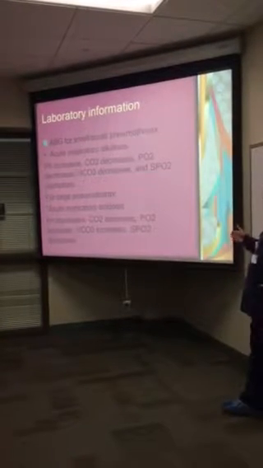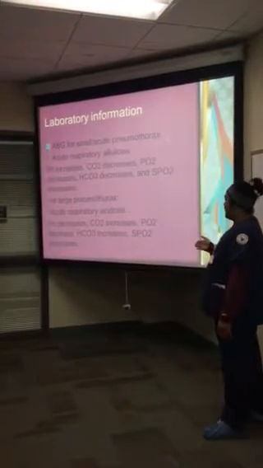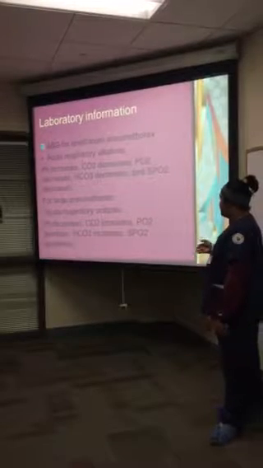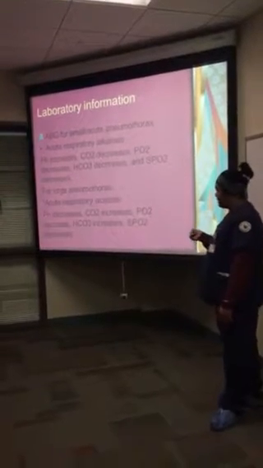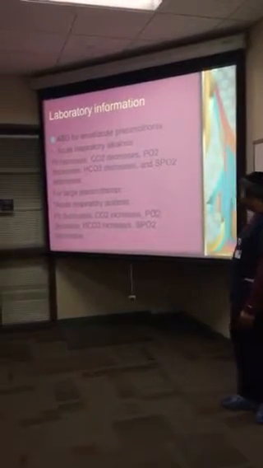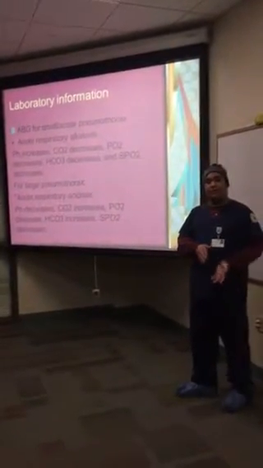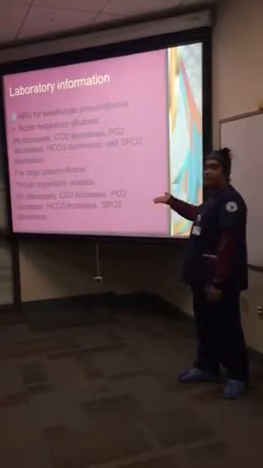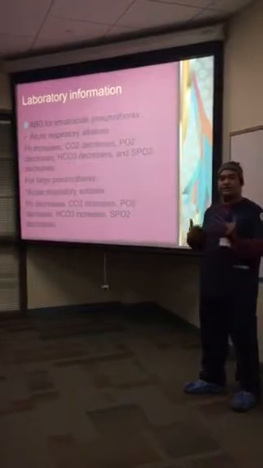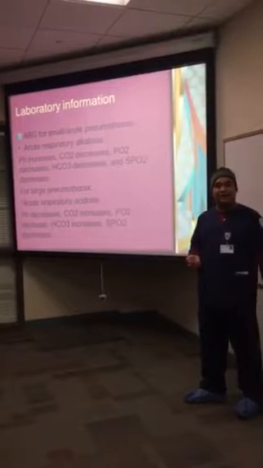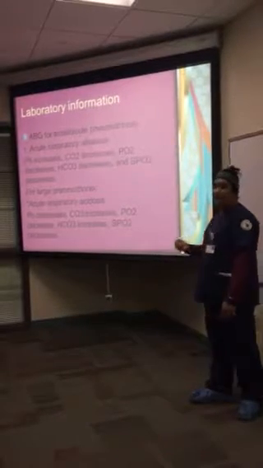alkalotic. For large pneumothorax, it's going to be acute respiratory acidosis because our pH will decrease, our CO2 will increase, PO2 will decrease, bicarbonate will increase, and saturations will decrease. pH will decrease because we are retaining more CO2. CO2 is increasing, so there's more acid in our body because we are continuously creating carbonic acid rather than creating bicarbonate and hydrogen ion.